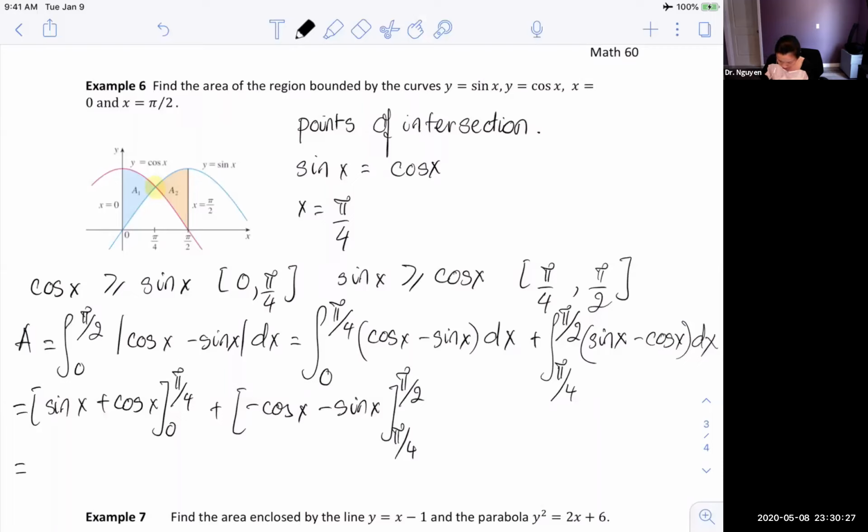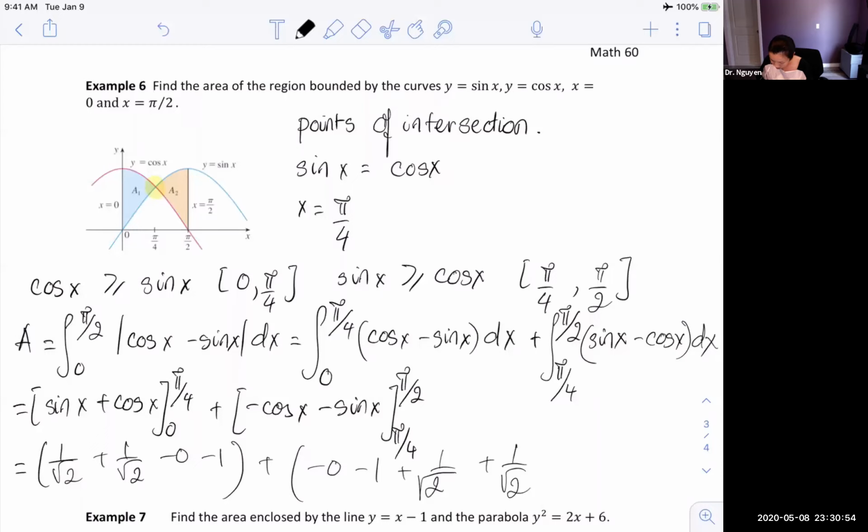So what do we have here? We have 1 over square root of 2 plus 1 over square root of 2 minus 0 minus 1. And then for this one, I know it's kind of silly if I put negative 0, but let's just do that. Minus 0 minus 1 plus 1 over square root of 2 plus 1 over square root of 2. Okay, so we ended up with 2 radical 2 minus 2. That's the exact value. Okay.